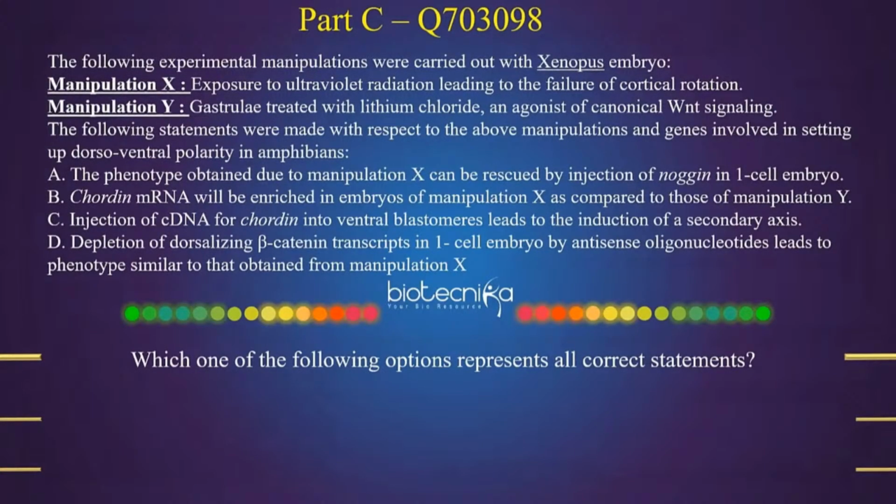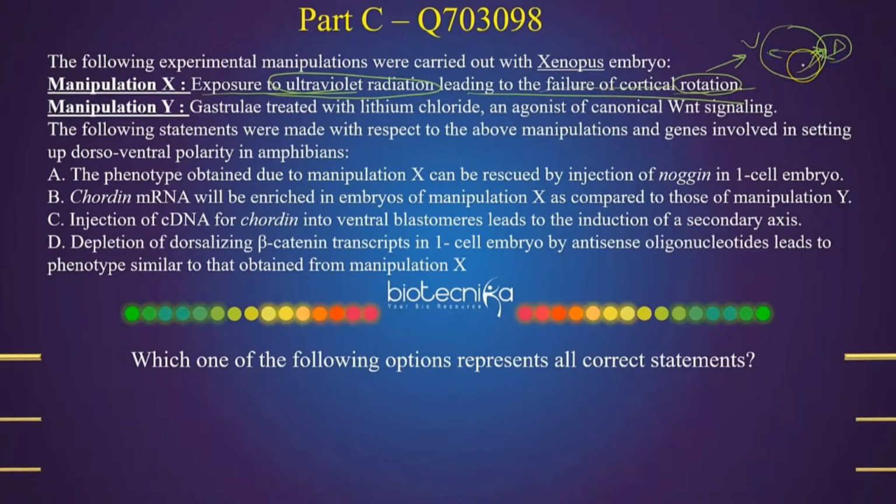Next question was from the Xenopus embryo. Following experimental manipulations were carried out. One was where the embryo was exposed to ultraviolet radiation, because of which cortical rotation didn't happen. Let me tell you that cortical rotation is an important mechanism in the Xenopus embryo, which is very important for dorsal ventral specification. Because of cortical rotation, some components get aligned or accommodated in this area, which gives rise to the dorsalization of a structure. So if cortical rotation is not there, then dorsal ventral specification will not happen.